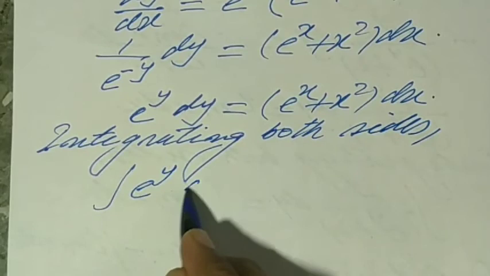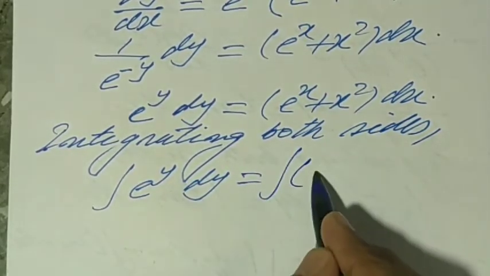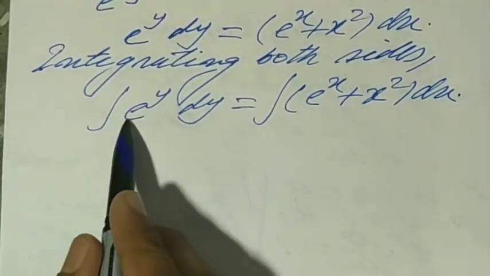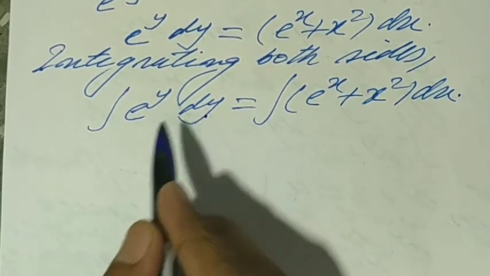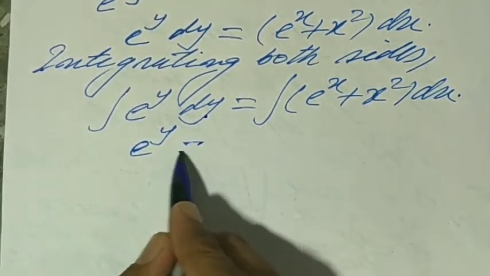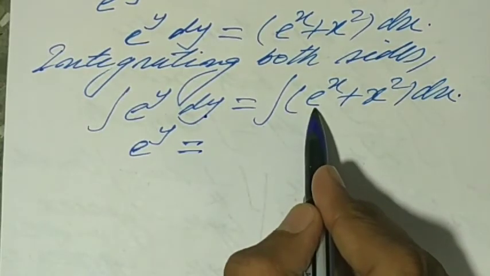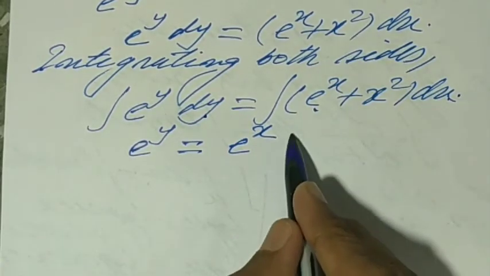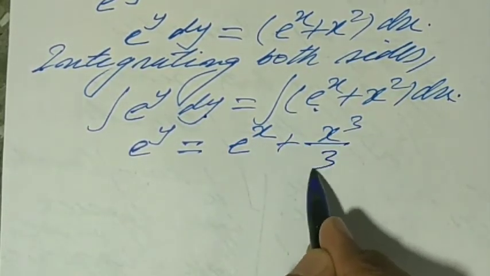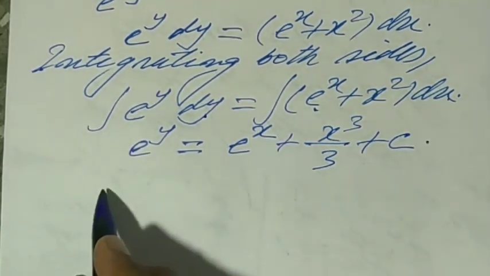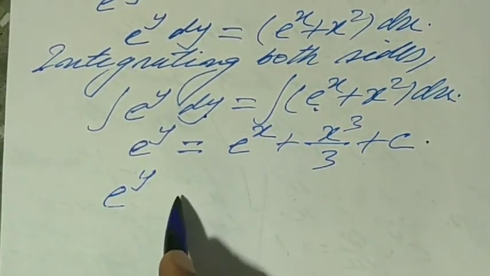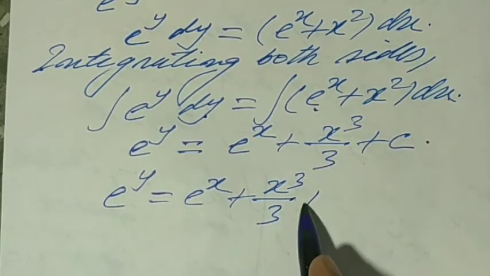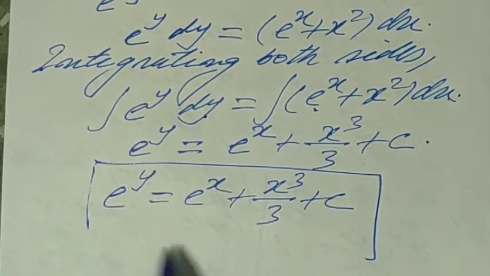Integral e raised to the power y dy is equal to integral e raised to the power x plus x square dx. So the integral of e raised to power y with respect to y is e raised to the power y is equal to, and the integral of e raised to power x with respect to x is e raised to the power x, and the integral of x square is x cube upon 3 plus c. So e raised to the power y is equal to e raised to the power x plus x cube upon 3 plus c is the required solution of the given differential equation.